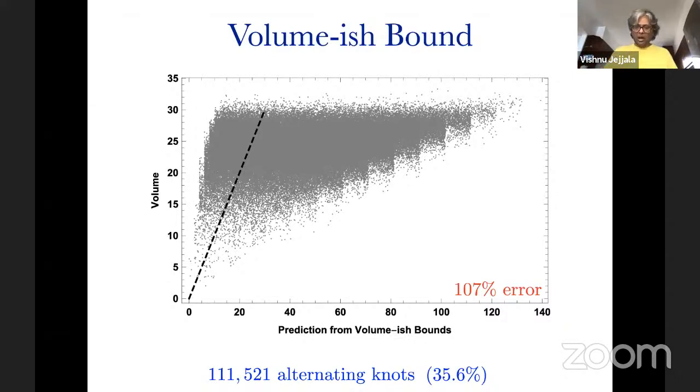In our data set, I've plotted 15 crossing knots and lower here. Of our data set, only about a third of them are alternating. So alternating knots interchange overcrossing with undercrossing when you draw the knot. And in the large crossing number limit, most knots will not be alternating. So the volumish bound is not a very strong bound on the volume.